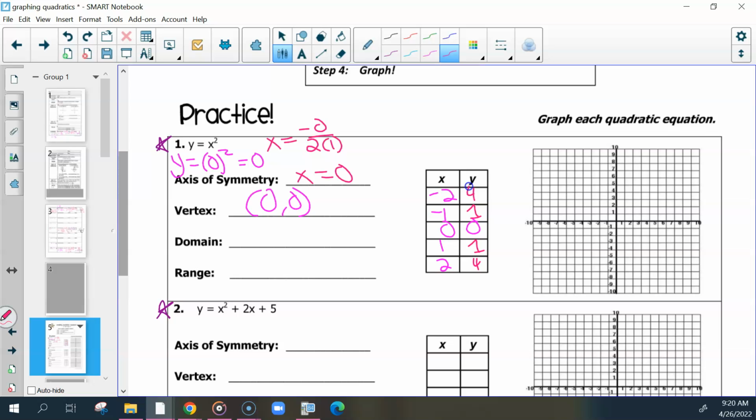Once you have all of your values, you're going to plot those 5 points. So -2, 4, -1, 1, 0, 0, 1, 1, 2, 4.